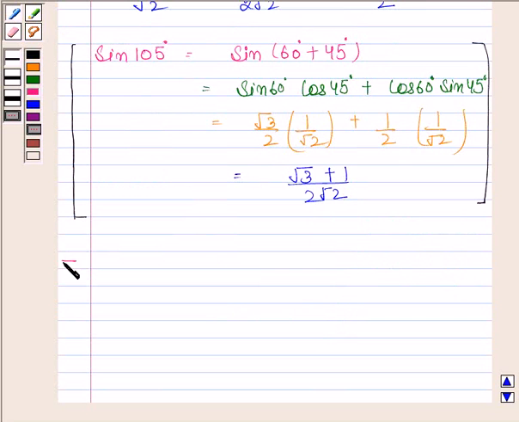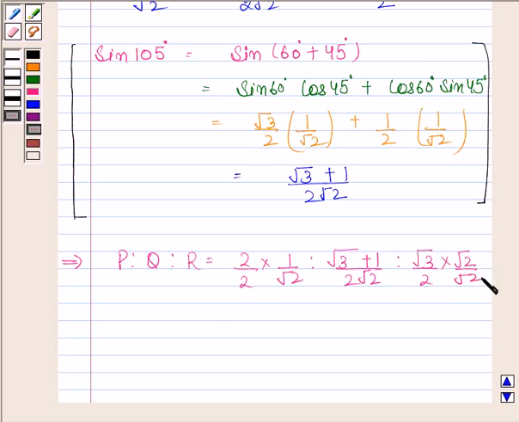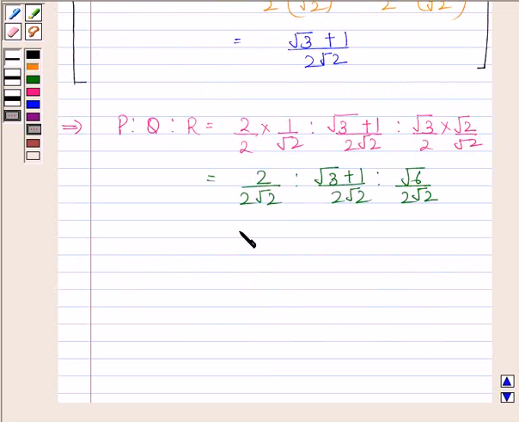This implies P is to Q is to R is equal to 1 by root 2 is to root 3 plus 1 by 2 root 2 is to root 3 by 2. Multiplying by 2 root 2, this is equal to 2 is to root 3 plus 1 is to root 6.